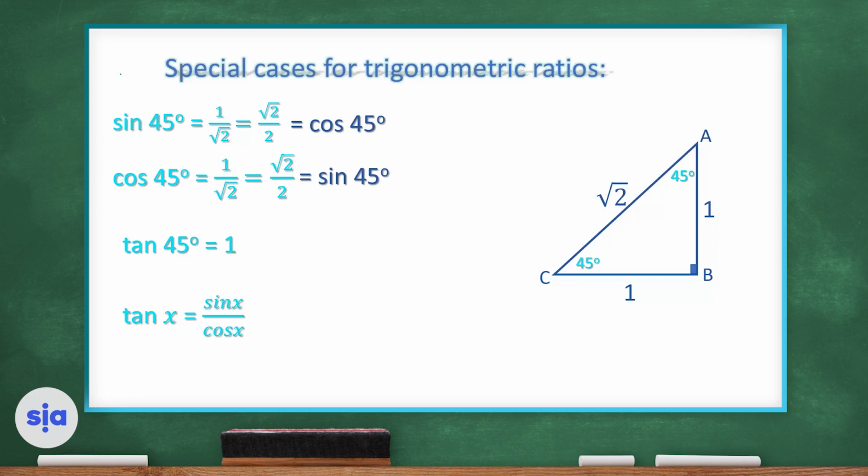One more note, tan any angle equals sine this angle over cosine the same angle. So tan x equals sine x over cosine x.